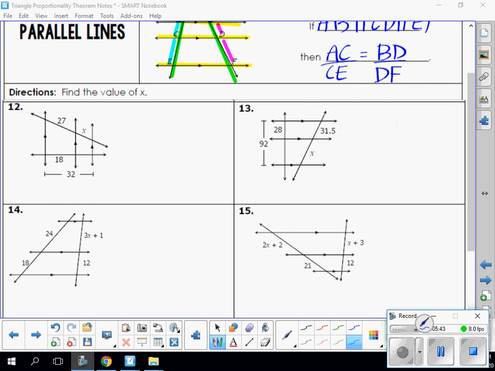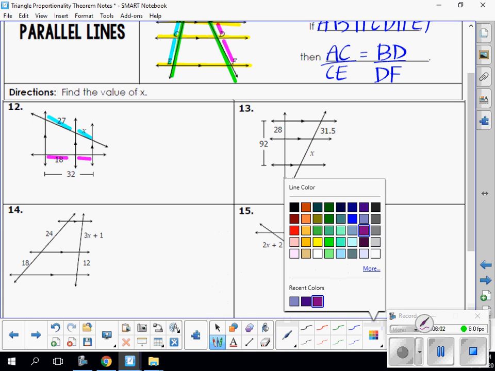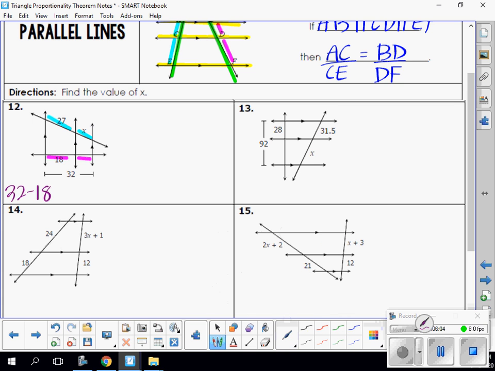Okay, so let's look at number 12. So on number 12, I see my parallel lines and I have 2 transversals. So that's setting me up for my proportional parts. I'd have my 27 and my x because they're on the same transversal, and then I'd have my 18 and something I need to find. But we've done this enough. We can just subtract the whole part and then the part we know, and that is going to get us 14 here. So setting it up in whichever order you want.